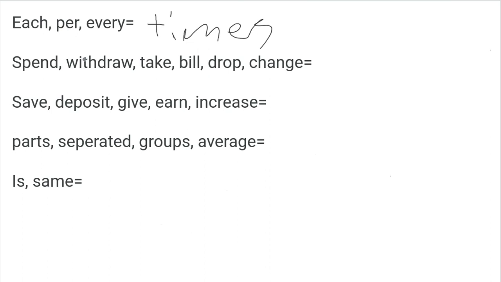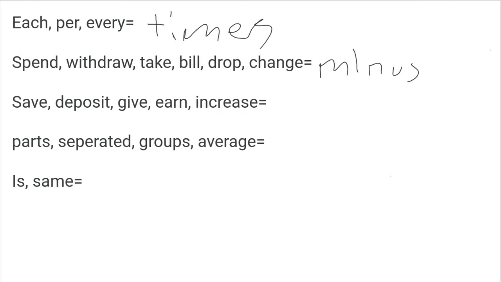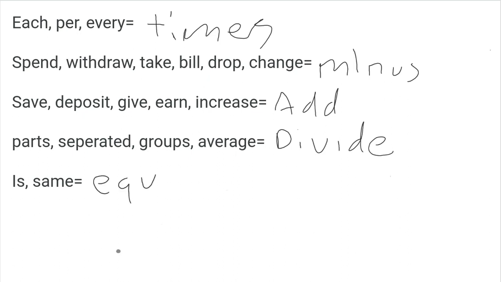Every time we see the word spend, withdraw, take, bill, drop, change, we are going to minus or subtract. So each one of my bills I subtracted. Save, deposit, give, earn, increase, that means we're going to add. We're going to put money in our bank account. Anytime we see words like parts, separate, groups, or average, we're going to divide. And then anytime we see is or the same, that means to put an equal sign.